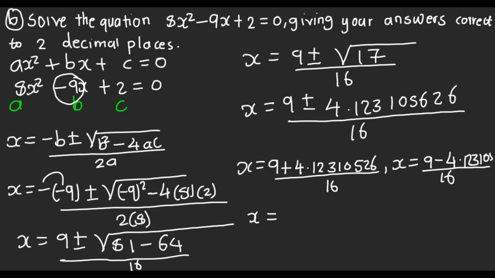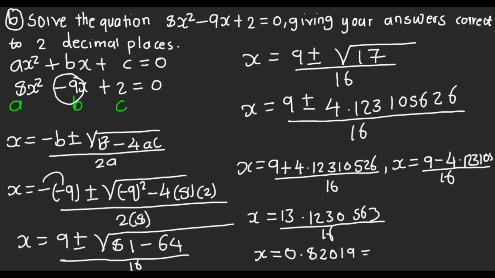Okay, so let's do the math. 4.123105626 plus 9, I'm getting 13.123105626 over 16. So divided by 16, I'm getting 0.82019. Now since we are told correct to two decimal places, we just need two numbers after the decimal. So the final answer is 0.82. This is our final answer.